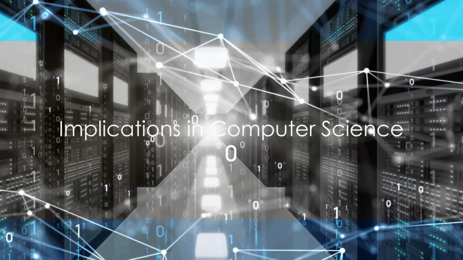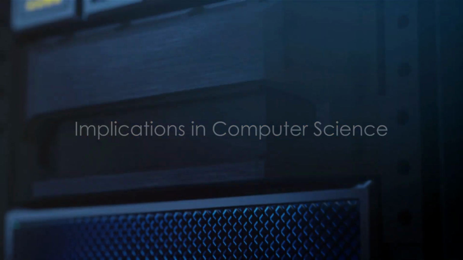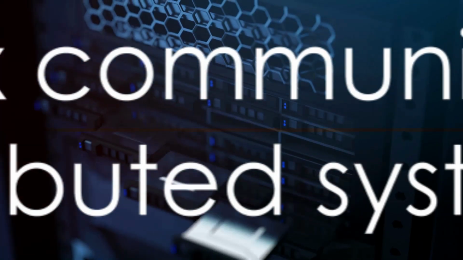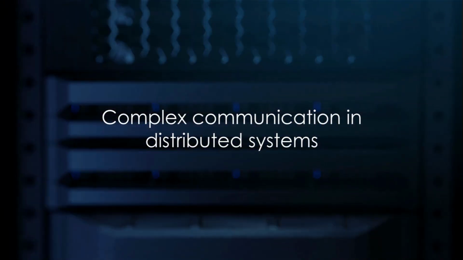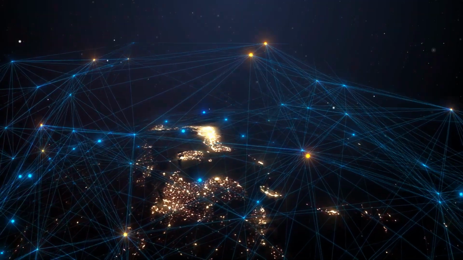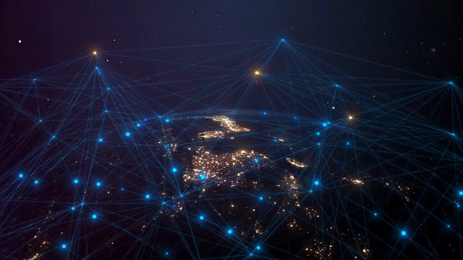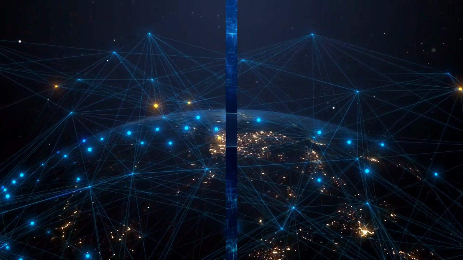This problem illustrates a fundamental issue in computer science, especially in distributed systems where components need to communicate over a network. It's not just about getting a message from point A to point B, it's about ensuring that both points A and B have a consistent understanding of the information being shared.